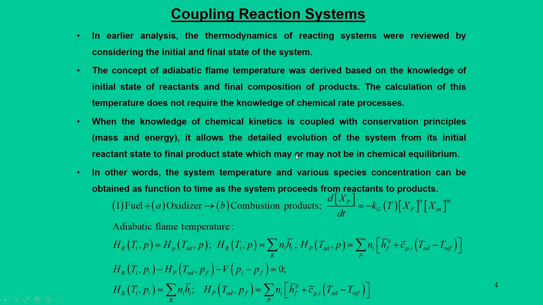equilibrium. In other words, the system temperature and various species concentrations have to be obtained with respect to time as the system proceeds from reactants to products. Of course, this reaction time scale is a very short duration event, something like milliseconds, and in these durations many species are formed and many species also vanish. So, the chemical kinetics, through estimation of the rate coefficient, will allow us to model such simulations as you go from reactants to products.